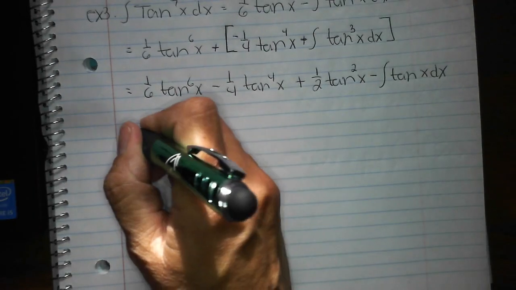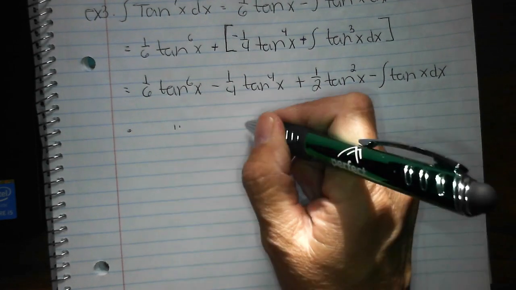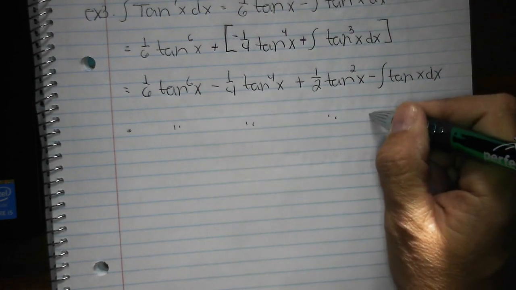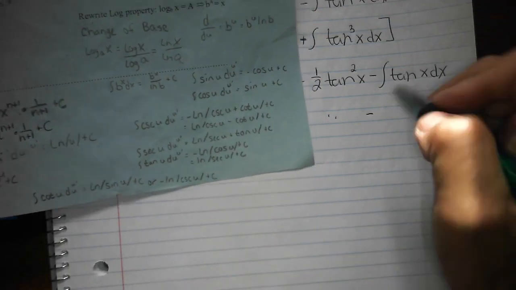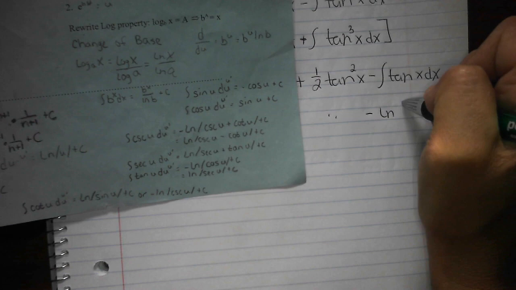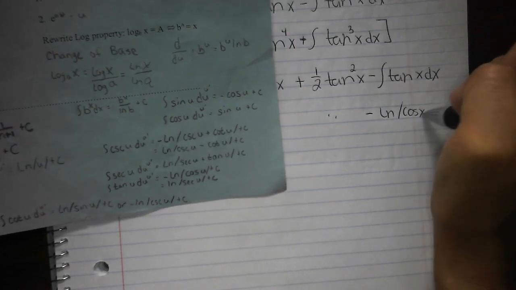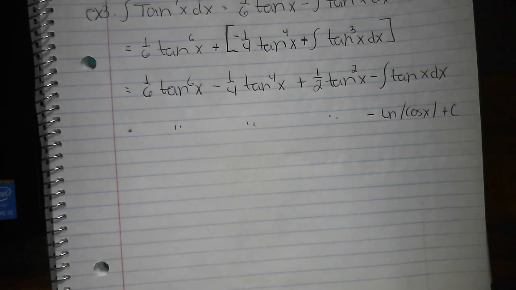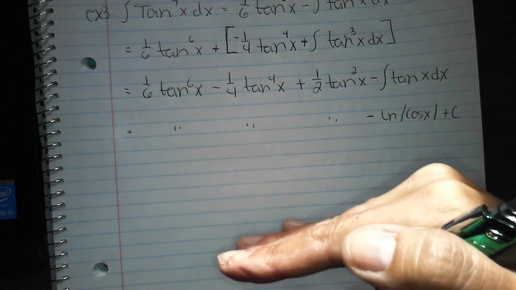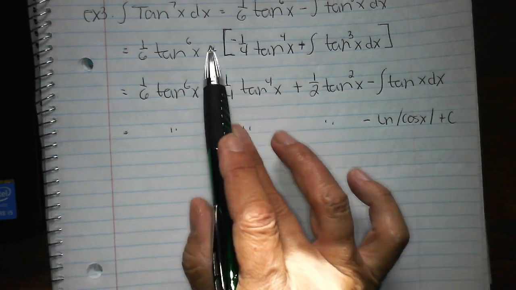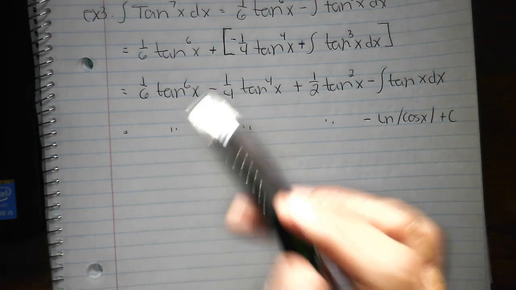So we're ready to finish it up. So I'm just going to ditto, ditto, ditto. This last term will be minus ln of the absolute value of cosine x and a plus c. So it's not bad. Just remember, when you go to do it your second time, make sure you put brackets around it and distribute what's in front. And that's it.